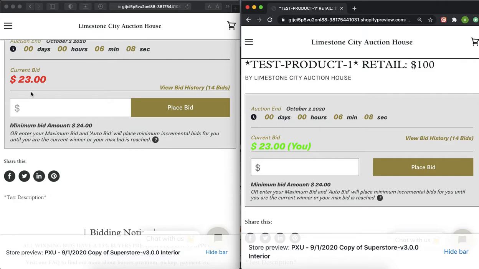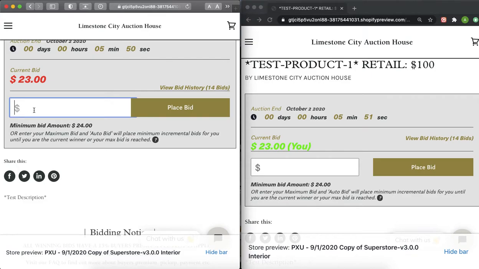So currently our bid is at 23. The left-hand side is not winning the auction. The right-hand side is because they have a max bid or their auto bid at $25. So if the person on the left was to choose to go to $25, this is another scenario that we do get some questions on, and that is what happens if two people bid the exact same amount? We know that there's a maximum bid on the right-hand side of $25, and the left-hand side is about to place a bid of $25.